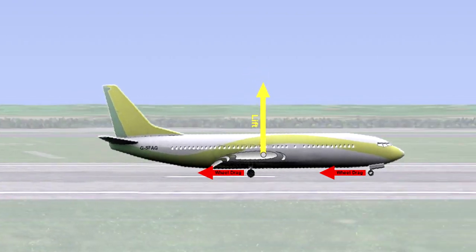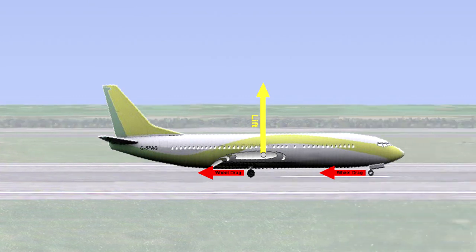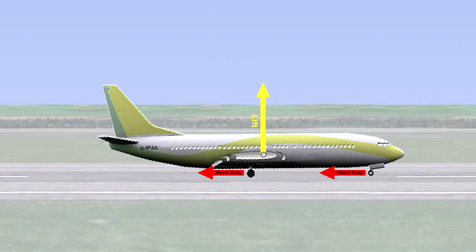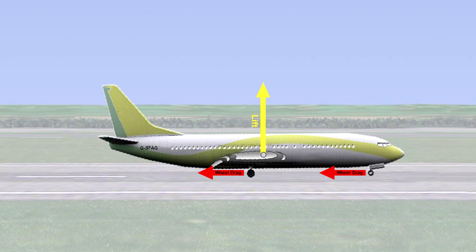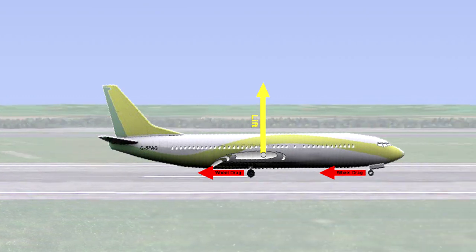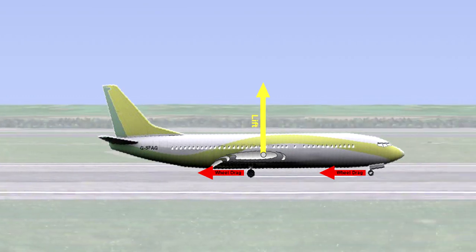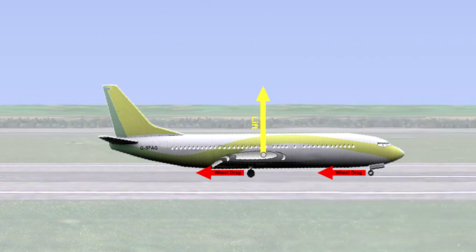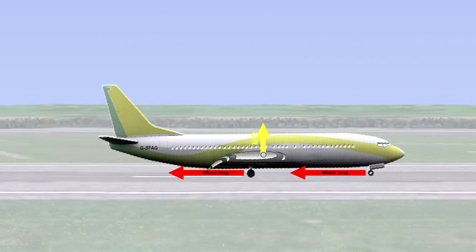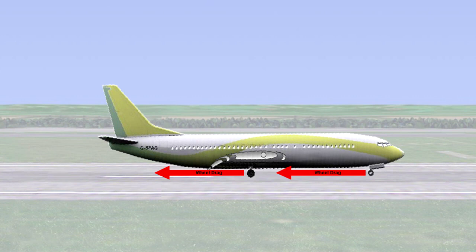However, as friction is a function of the force pushing two surfaces together, because there is still a lot of lift being generated, wheel load is small during the initial part of the landing run, and therefore wheel drag is also small. As speed reduces and as lift is destroyed by the spoilers, the wheel load increases, which in turn increases the wheel drag. Therefore, wheel drag increases throughout the landing roll and will reach a maximum value just before the aeroplane comes to rest.